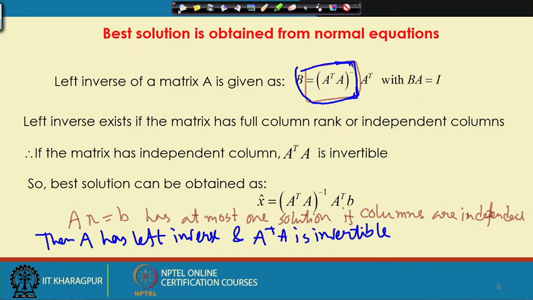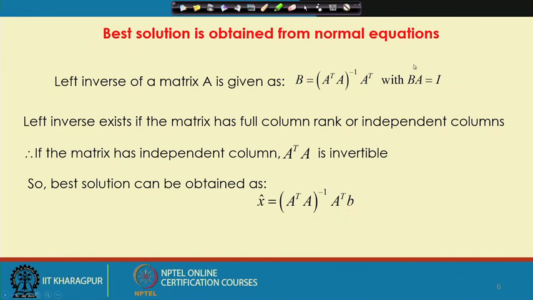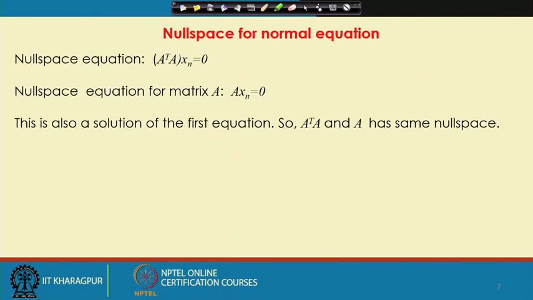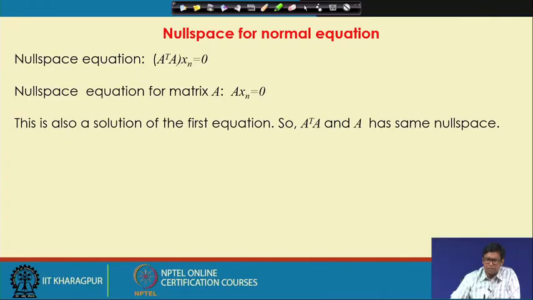Now, what we will check is that this equation system gives a least error solution of A x is equal to b, but before that we also check what will be the null space of A transpose A. So, if A transpose A is invertible, we understand that the null space of A transpose A must be 0, but let us see what will be in the null space of A transpose A. The null space equation gives us A transpose A x n is equal to 0, and the null space equation of the matrix A is A x n is equal to 0.